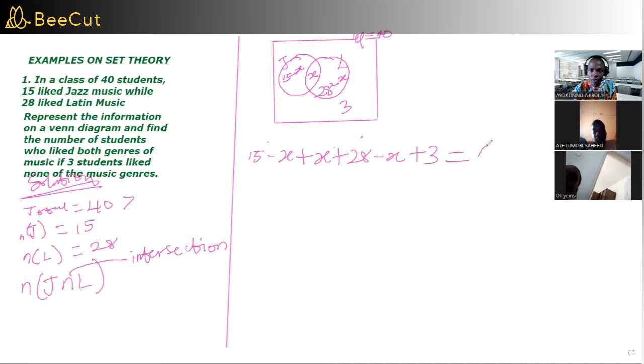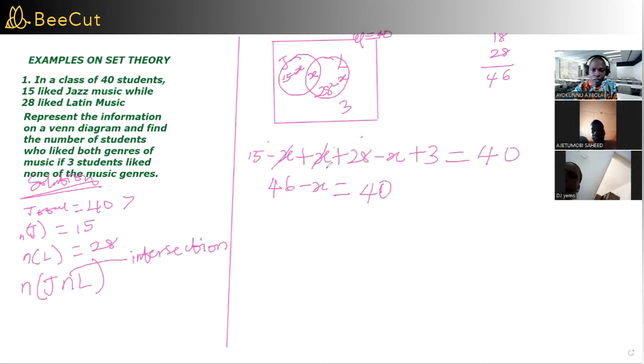So the universal is 40. For this to be equal to 40, there must be a value for x. This negative x cancels the positive x, so we have only one x. So I can now say 3 plus 15 is 18. 18 plus 28 is what? That should be 46. So this is 46. Now I have 46 minus x equals 40.